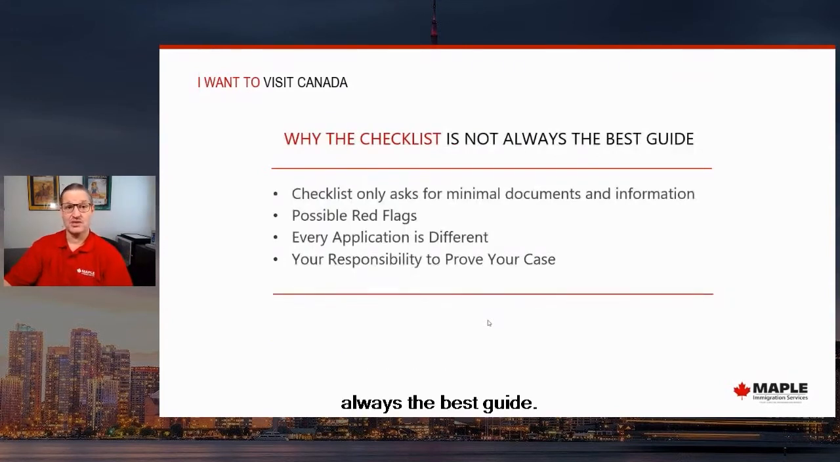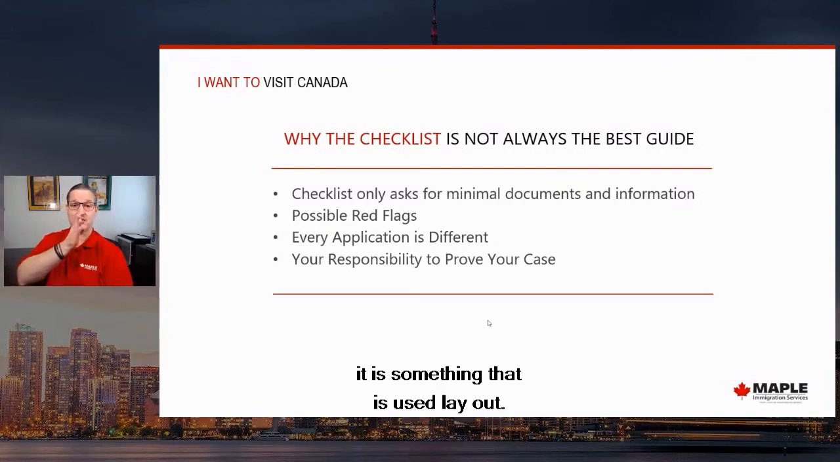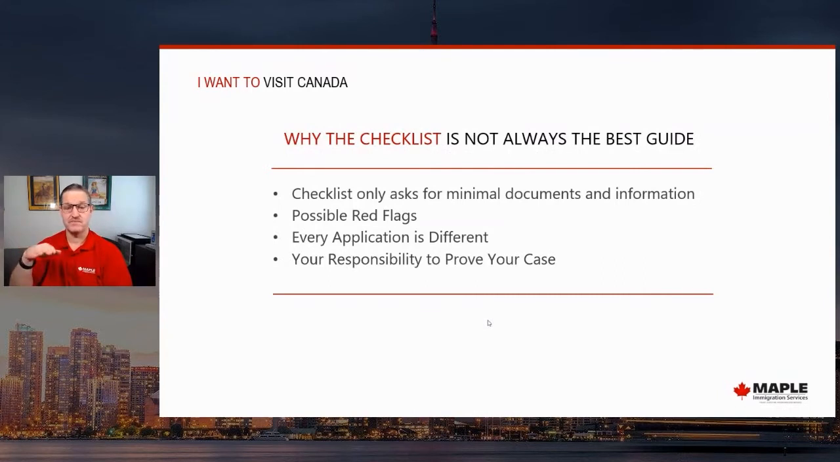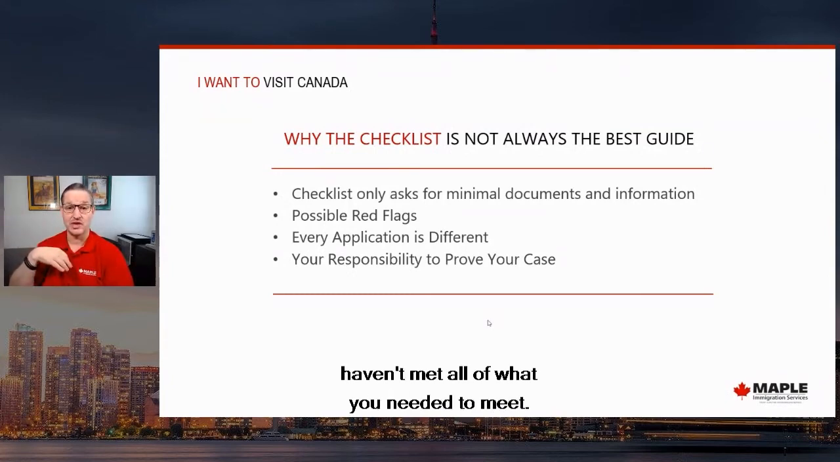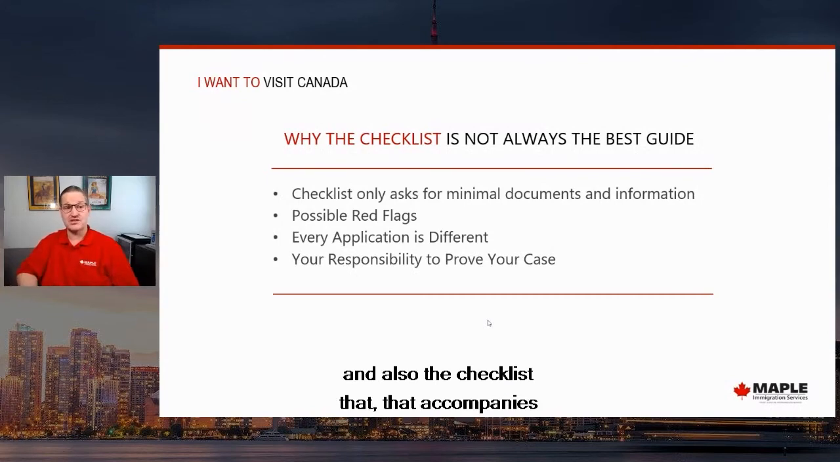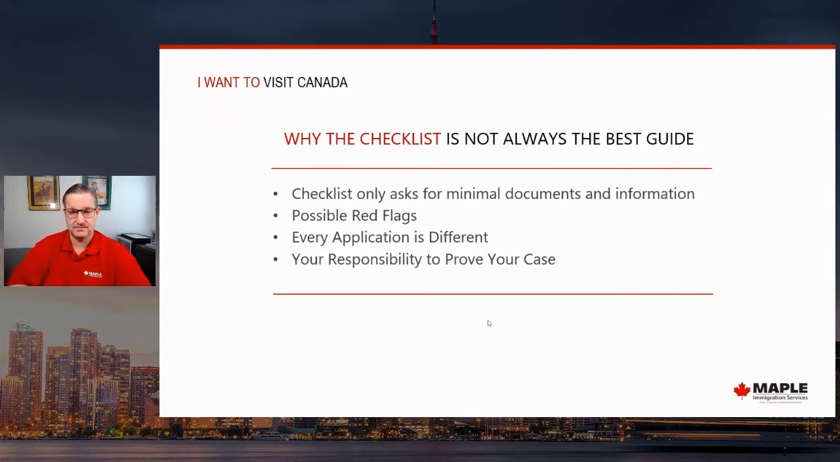Why the checklist is not always the best guide. A checklist asks for very minimal documents and information, and it is used to lay out, here's what we need to be able to process your application at a very minimum. If you don't meet the minimum, it's going to get refused for not meeting what's called an R10 check. So it's either the visa specific or the country specific checklist, and also the checklist that accompanies the application.